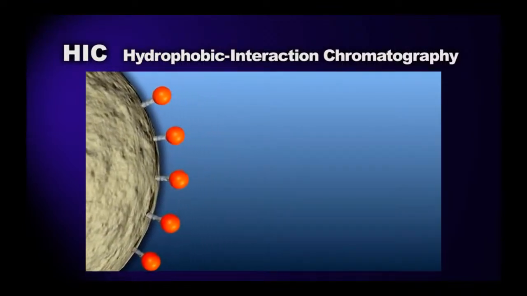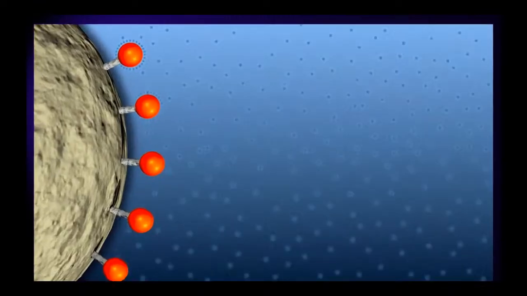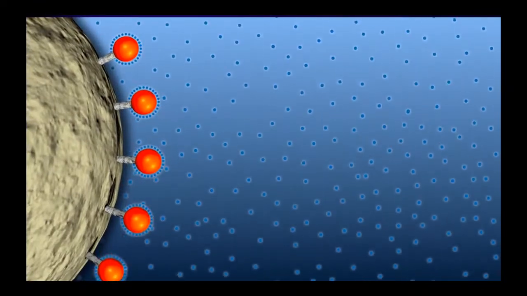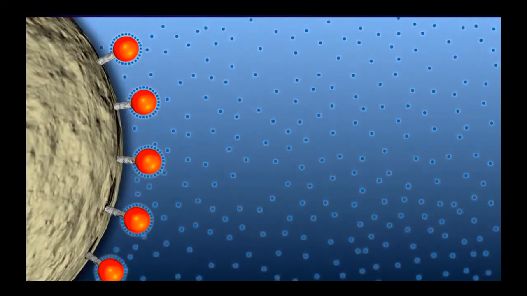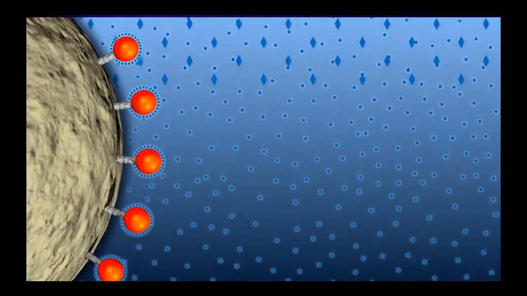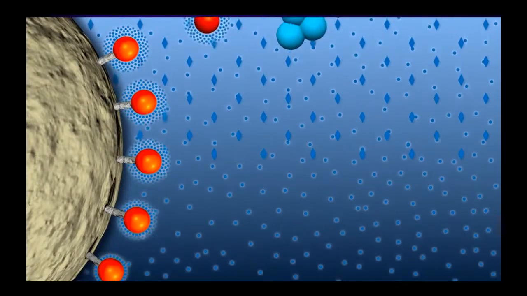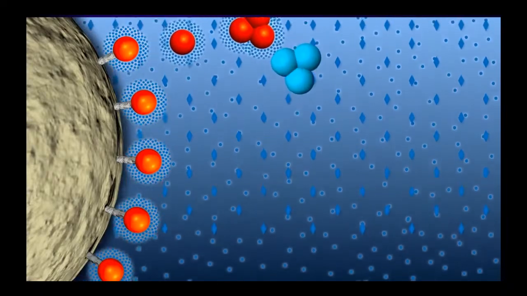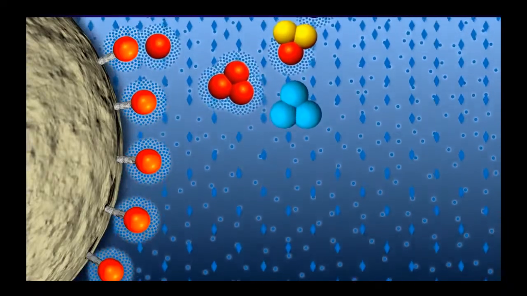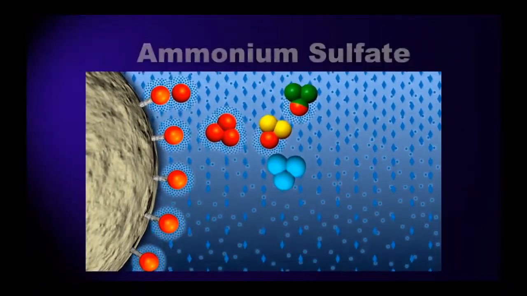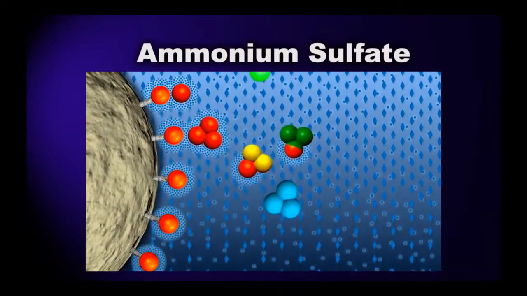Hydrophobic Interaction Chromatography. Hydrophobic interaction chromatography is based on the principle that hydrophobic chemicals on the resin surface will bind to hydrophobic patches on the GFP protein. In order for this to occur, the resin and protein eluate have to be in a high salt environment to remove the water shielding. The salt we use is ammonium sulfate.